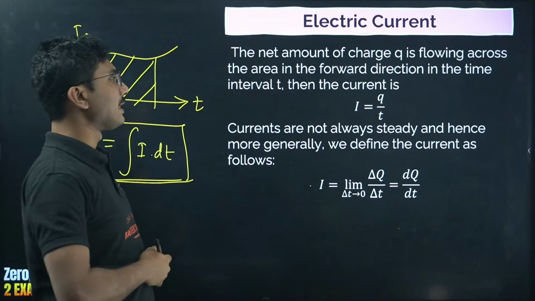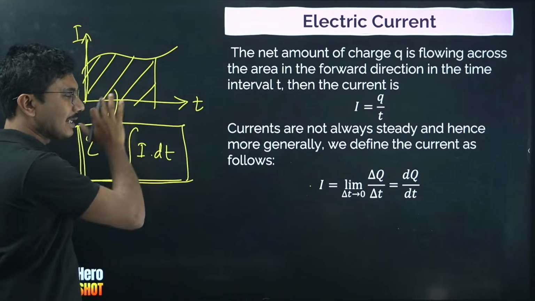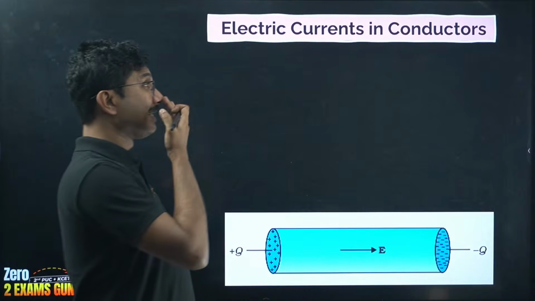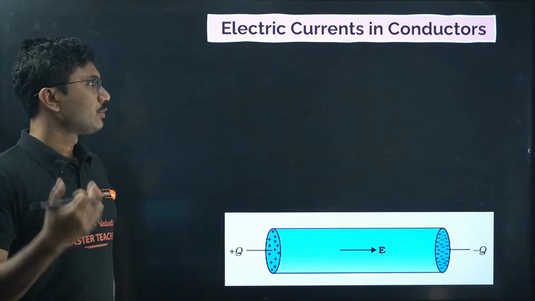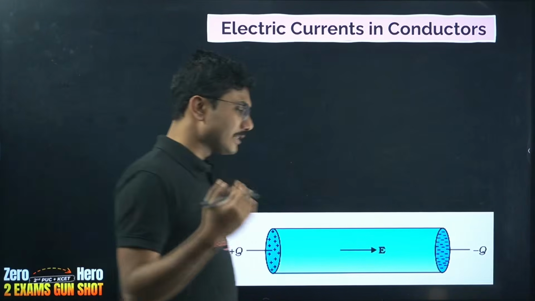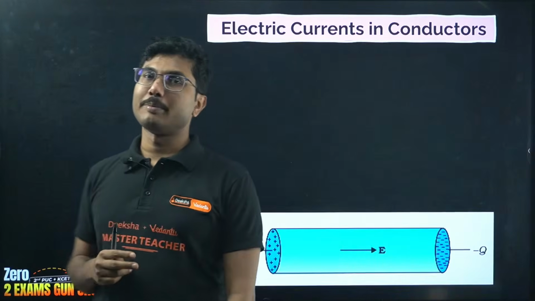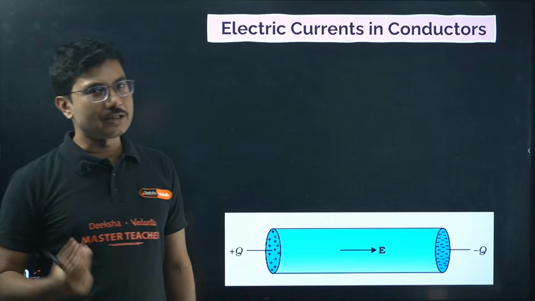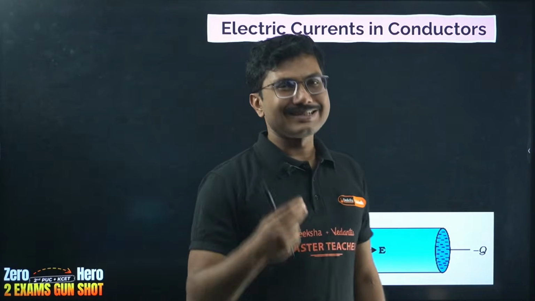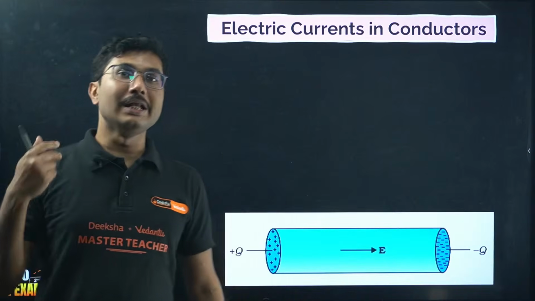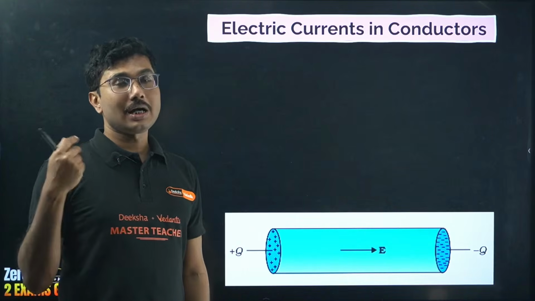We will see one example problem based on this exact concept. Now let's move on with electric currents in conductors. In the electric charge and electric field chapters, we discussed that there are two types of materials, conductors and insulators. Through conductors, electrons can move freely, so they are called conductors.